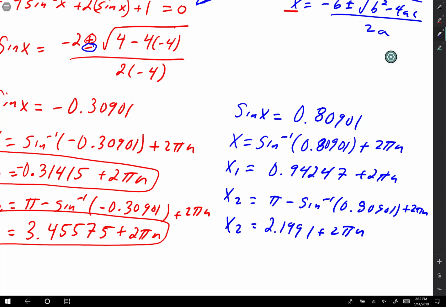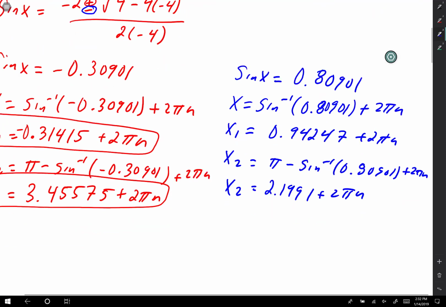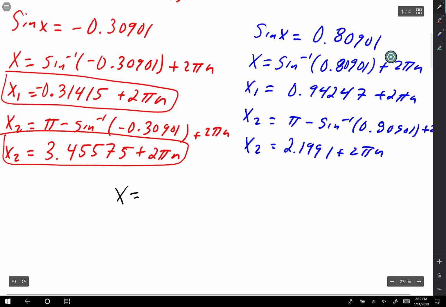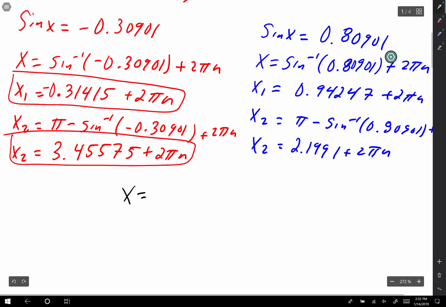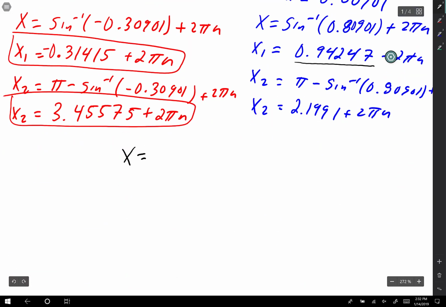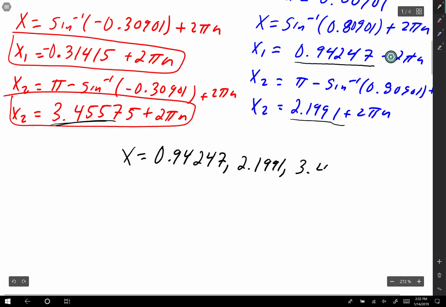I don't see any errors. Okay, you guys ready? My solutions. What are my answers? All right, here are my answers. The very first number that I hit looks to be 0.94247, because my domain, what's my domain? 0 to 2 pi. So 0.94247, comma, the next number that I hit seems to be 2.1991. The next number is this guy, 3.45575.